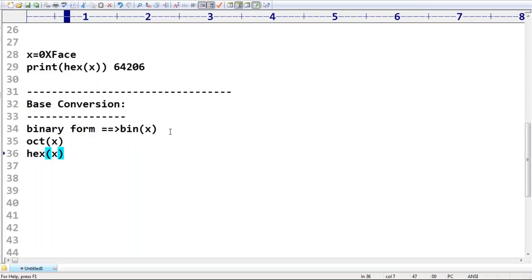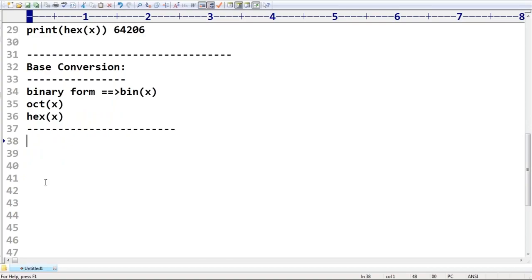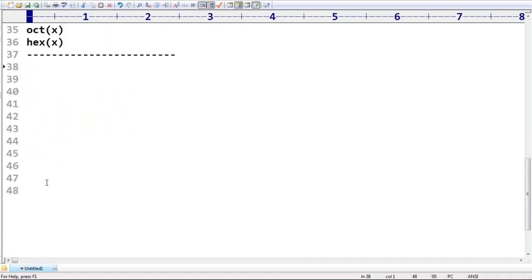Everyone can understand, right? Either decimal or octal or hexadecimal, from any type to any type, if you want to convert, then happily we can go for the hex function. So these three inbuilt functions are provided by Python for base conversions. Okay, what the binary form, hexadecimal form and octal form are, we already covered in the last session. Sir, that's all the information you should be aware of related to base conversions and the int types.